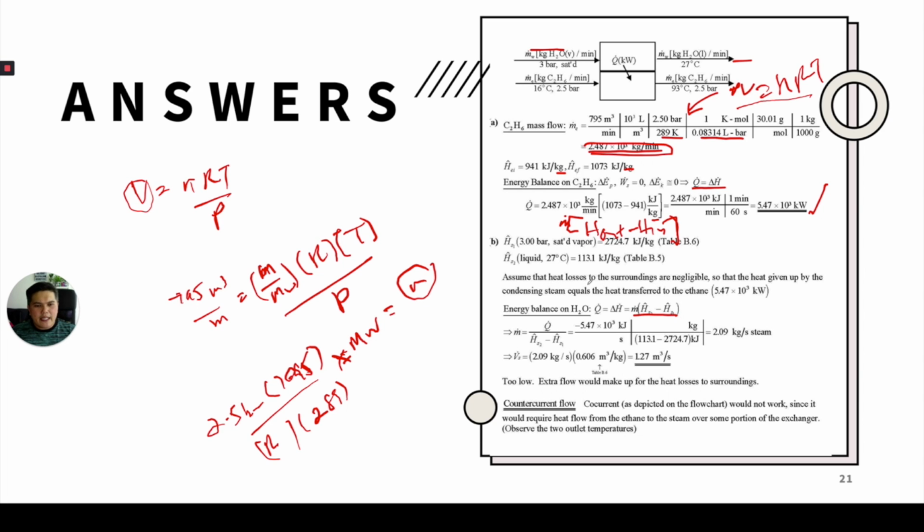So assume that the heat loss to the surroundings is negligible, so that the heat given out by the condensing steam equals the heat transferred directly. You assume that there is no heat loss. So from the table, you go to table B6, then you go to 3 bar, then saturated vapor, and you will get this specific enthalpy. And when you go to the liquid at 27 degrees Celsius, you go to table B5, and you will get this specific enthalpy.